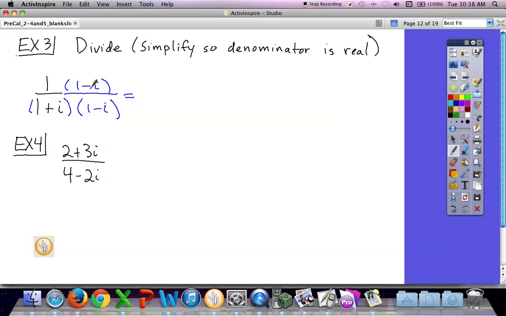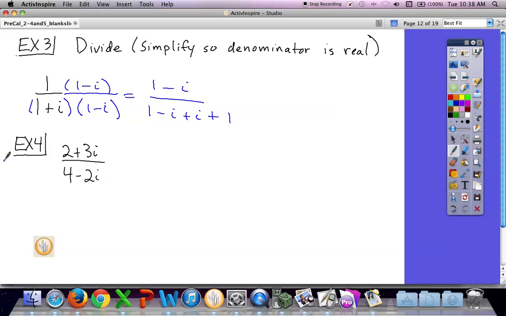Okay, so 1 times 1 minus i, 1 minus i. Numerator's done. Okay, now FOIL the denominator, right? FOIL the multiplying of complex conjugates and see what we get. 1 times 1 is 1. 1 times negative i, minus i. 1 times positive i, positive i. And i times negative i is negative i squared, which is 1.